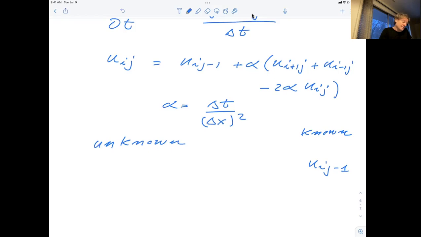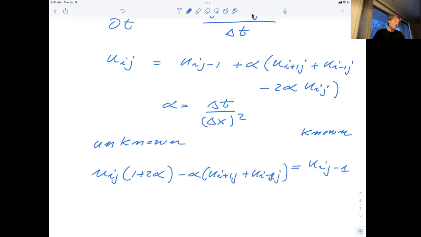Now what we have then is a new u_ij, which now is given by 1 plus 2 alpha. So instead of 1 minus 2 alpha, which we had in the explicit scheme, we're going to have a minus alpha, and then we have u of i plus 1 of j plus u of i minus 1 of j, and this is equal to u of i of j minus 1.